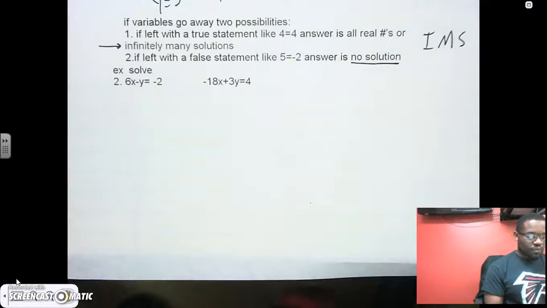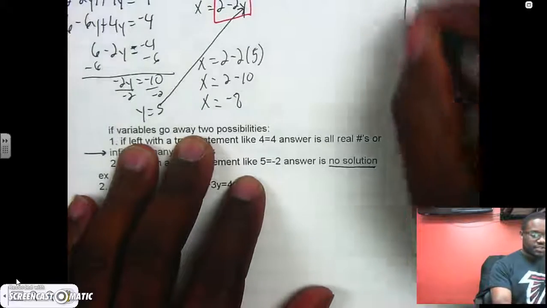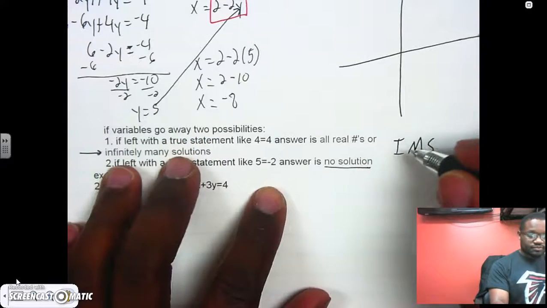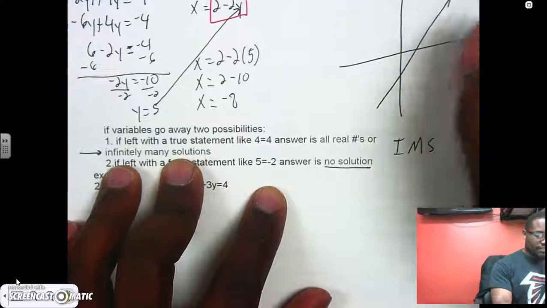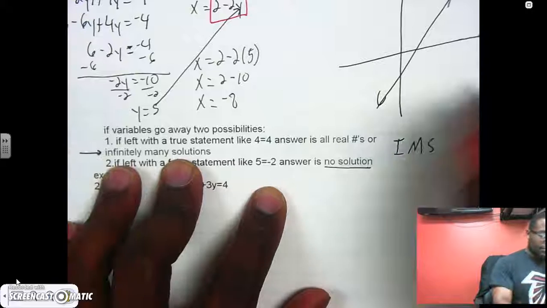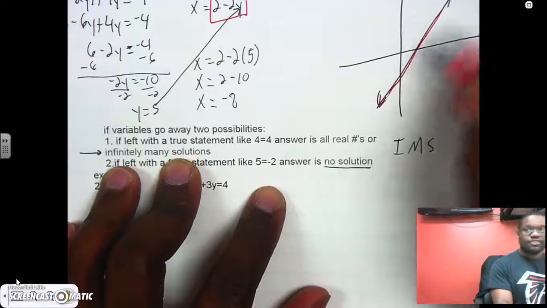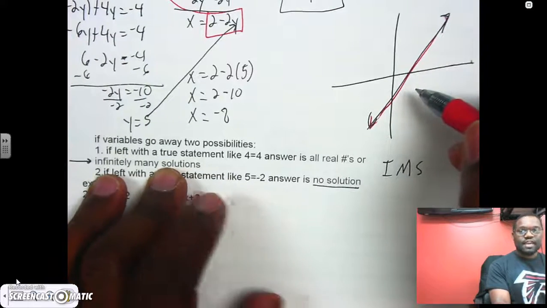And so what that means is, as we're looking for a place where two lines intersect, infinitely many solutions is if I draw a line and then I draw another line right on top of that. They intersect everywhere. They intersect at every point.